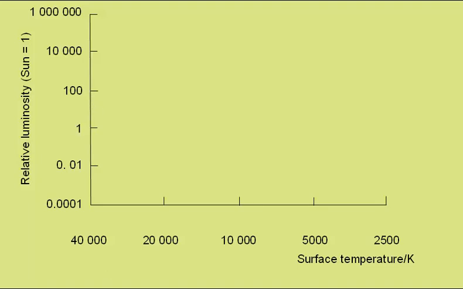We can add to this the spectral class of the stars, O for the hottest stars, B, A, F, G, K, and M for the coolest stars. The Sun, being a G star, obviously with the same luminosity as the Sun, appears about here.